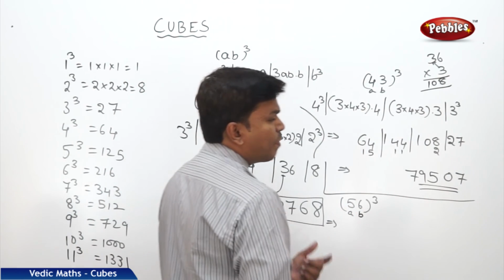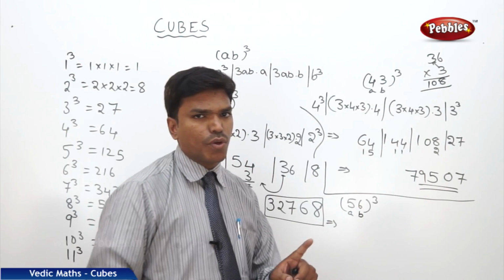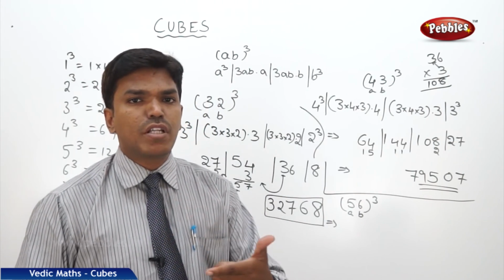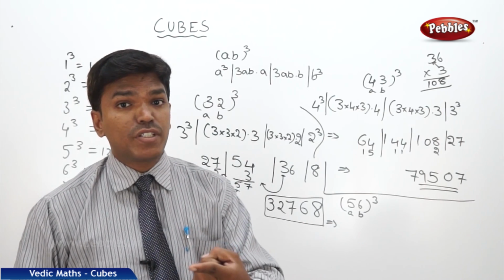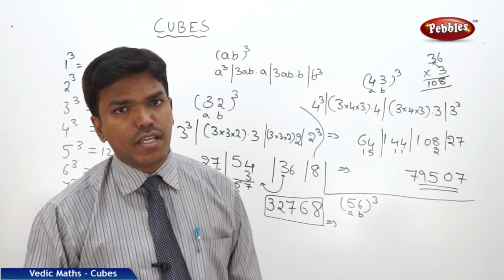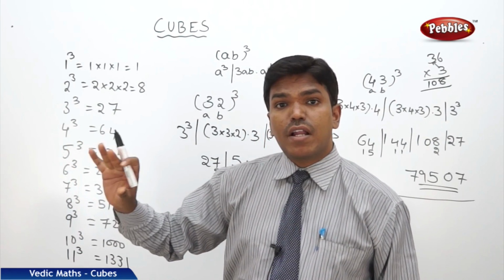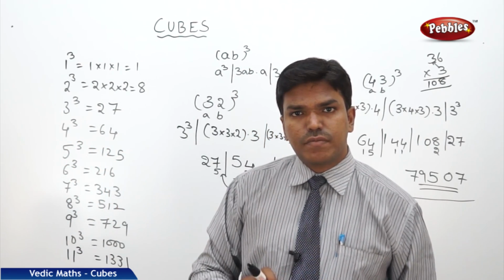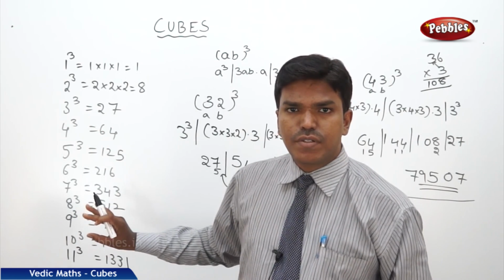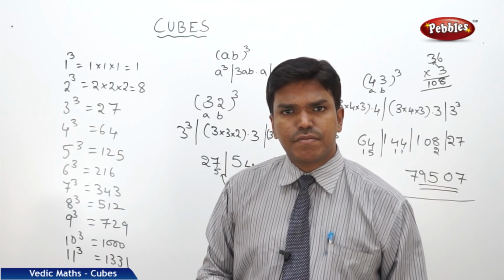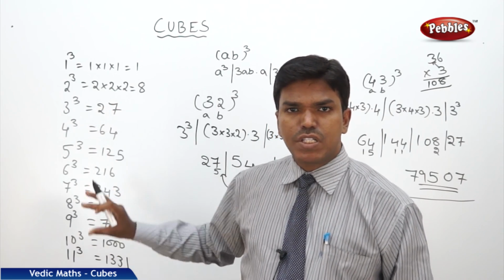B cube. B cube is how much? That means 6 cube. Why? Because 6 is in the place of B. So B cube is nothing but 6 cube. 6 cube value is how much? 216. See, all these values you need to remember at the time of calculation. You need to learn these values by heart. Why? Because they are going to repeat a lot of times in the coming calculations. So you need to remember all these values.